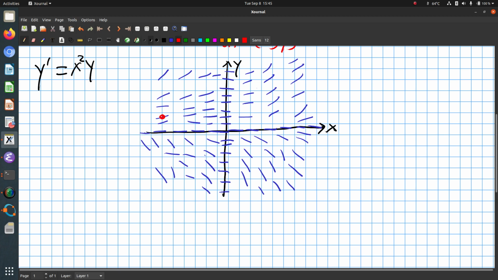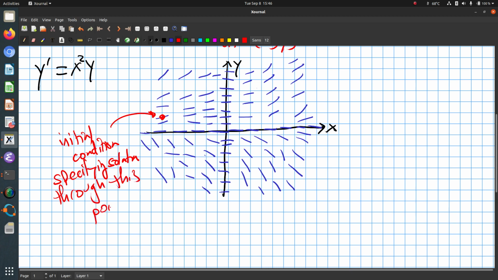So, for instance, if I start here at a solution, let me give you an initial condition. What this red dot is, is an initial condition. It's specifying a solution through this point. Okay, so if I start tracing that solution, the name of the game is you want to draw a curve that's tangent to each of these little slope lines that you've drawn. So that's one potential solution.